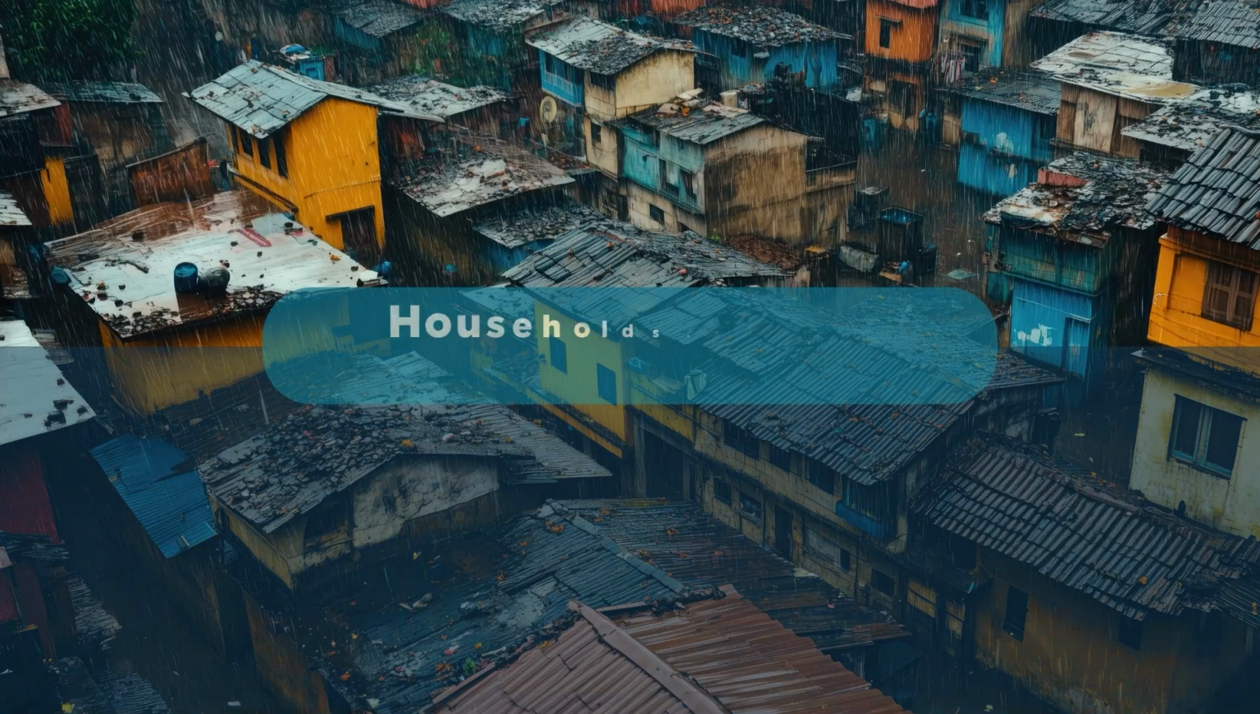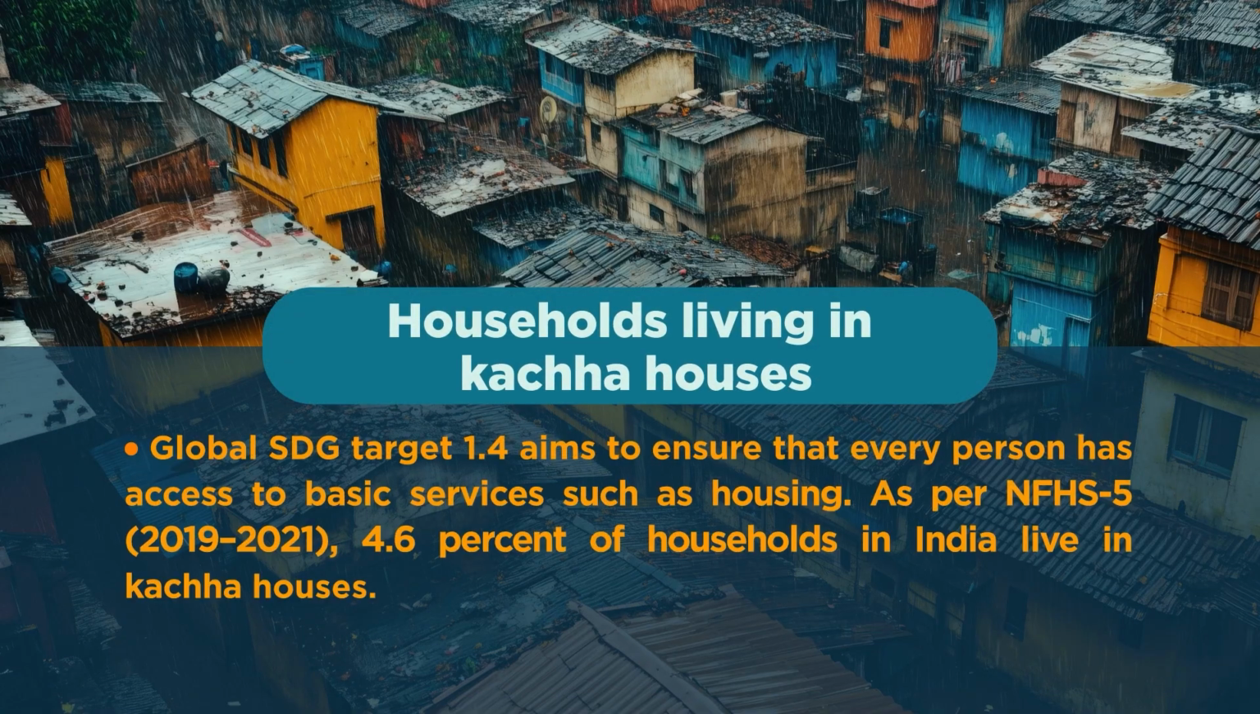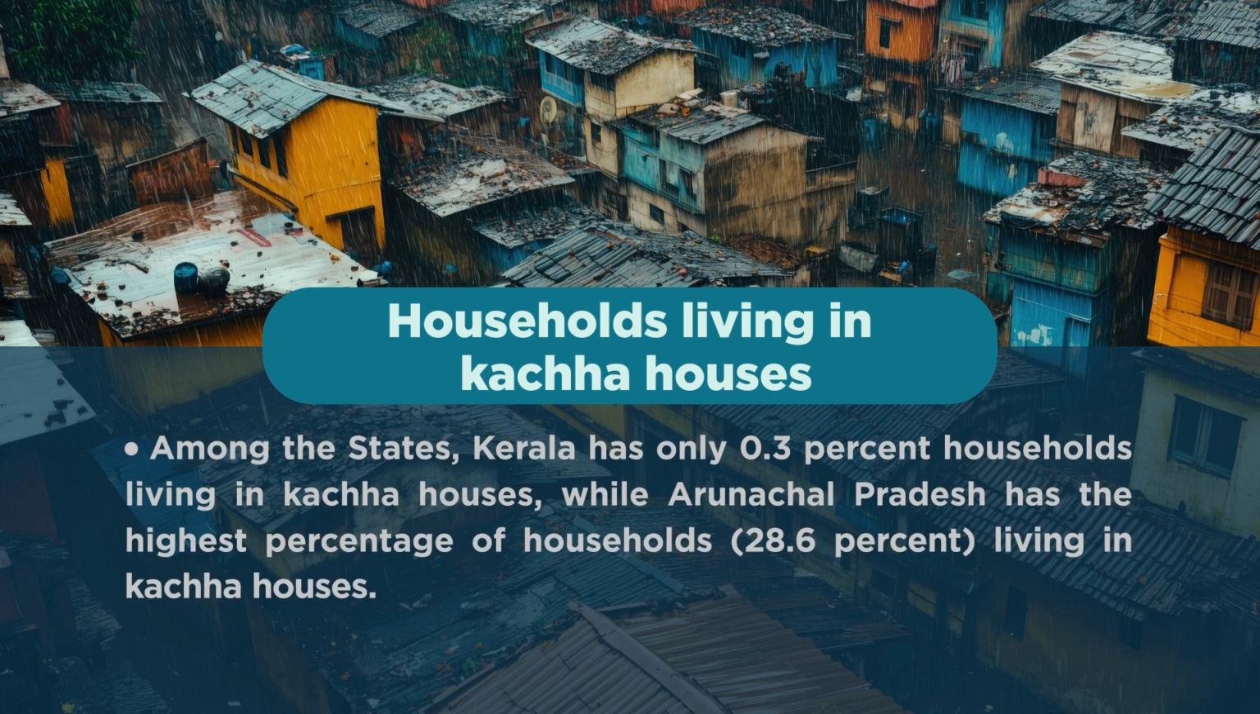When you look into the households living in Kacha houses, in India 4.6% of households live in Kacha houses. So it is a very small percentage. Kerala has only 0.3%. Arunachal has the highest percentage living in Kacha houses. That is at the local level.